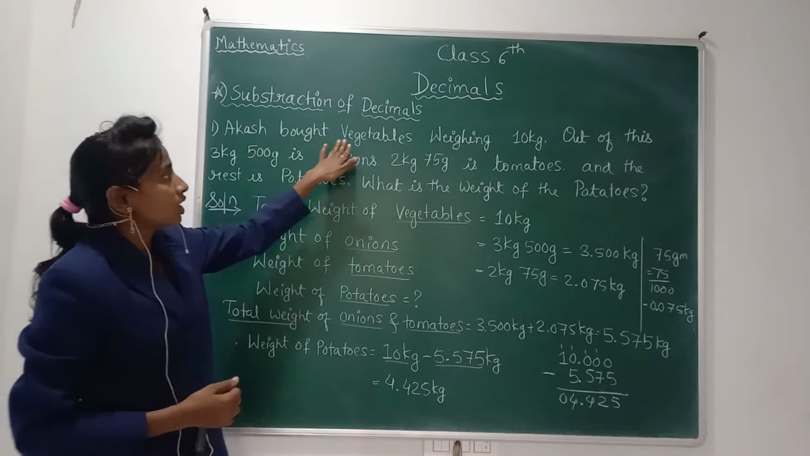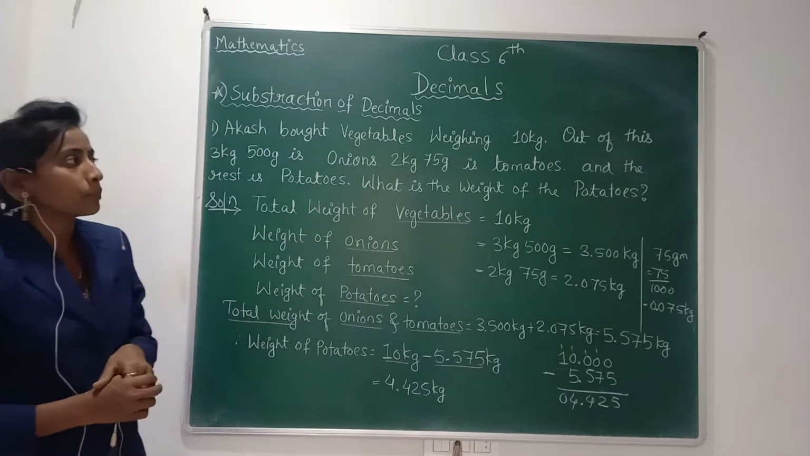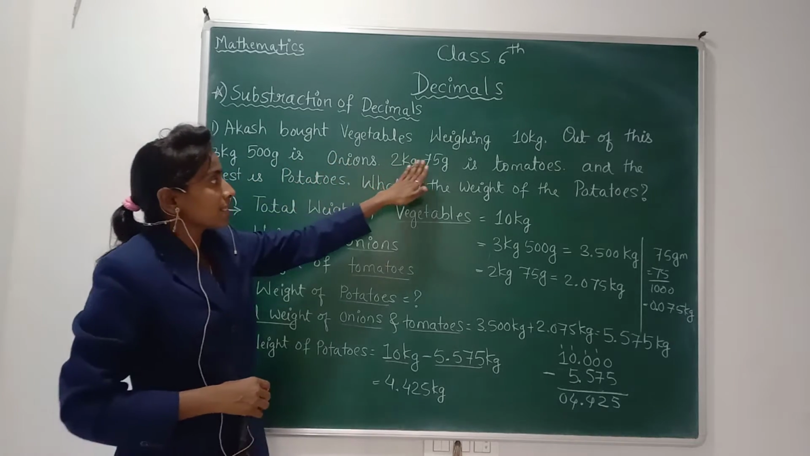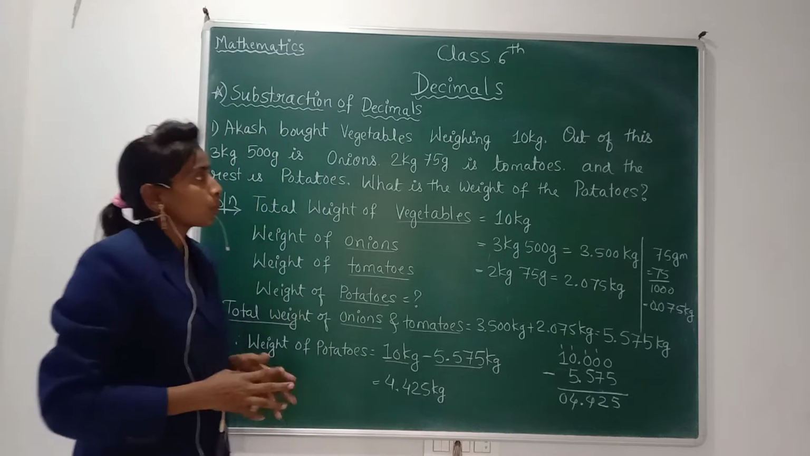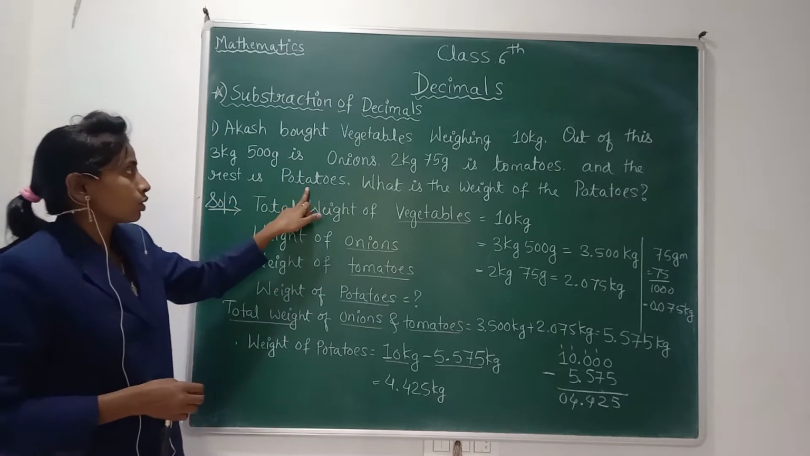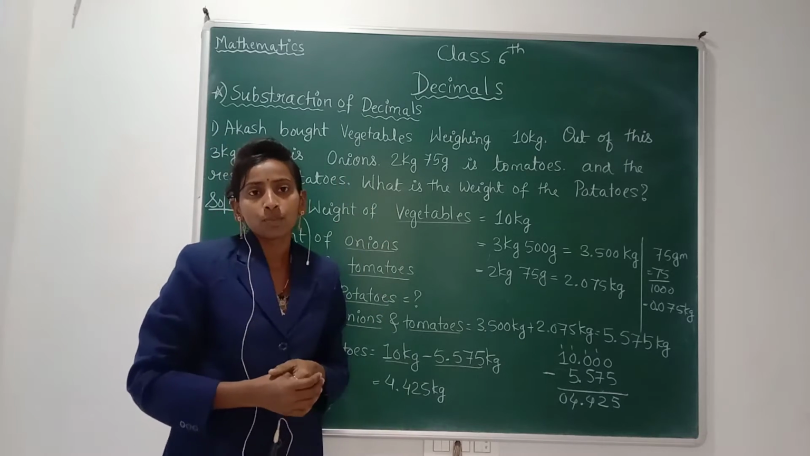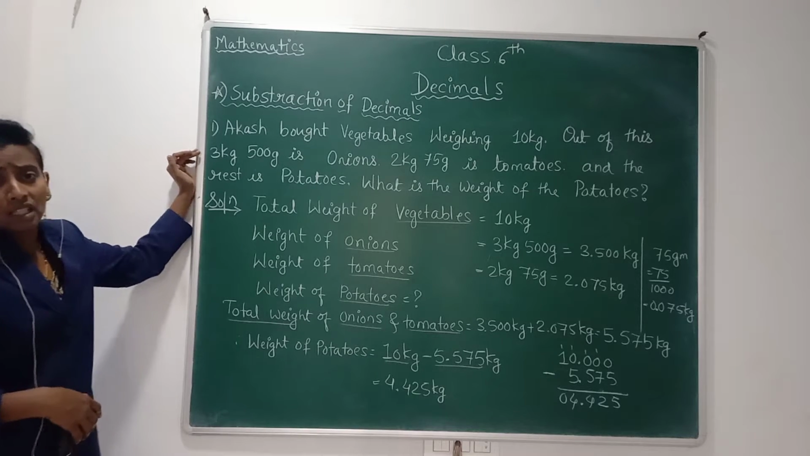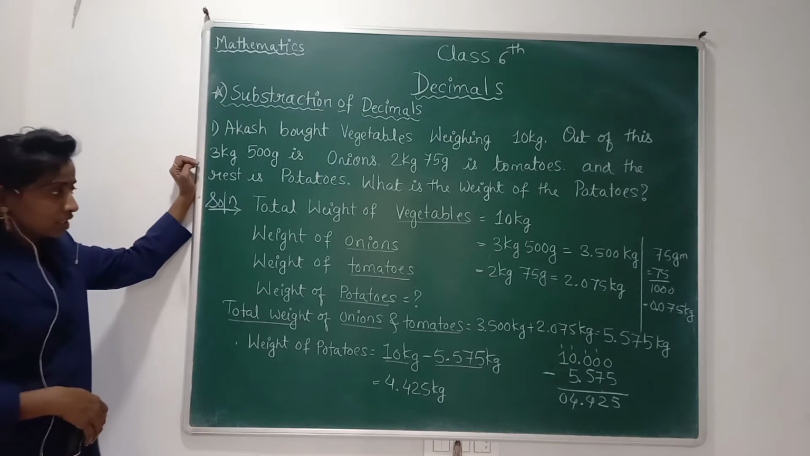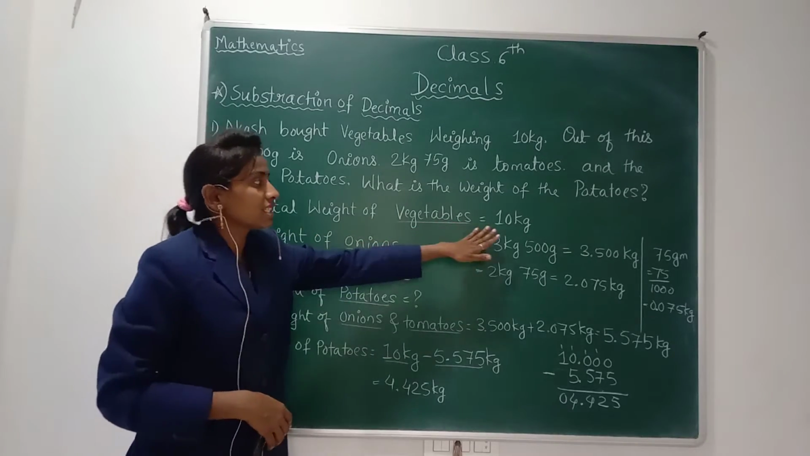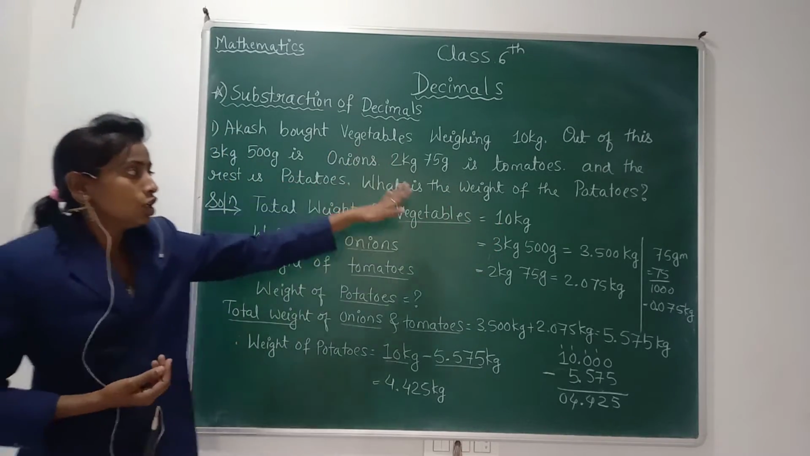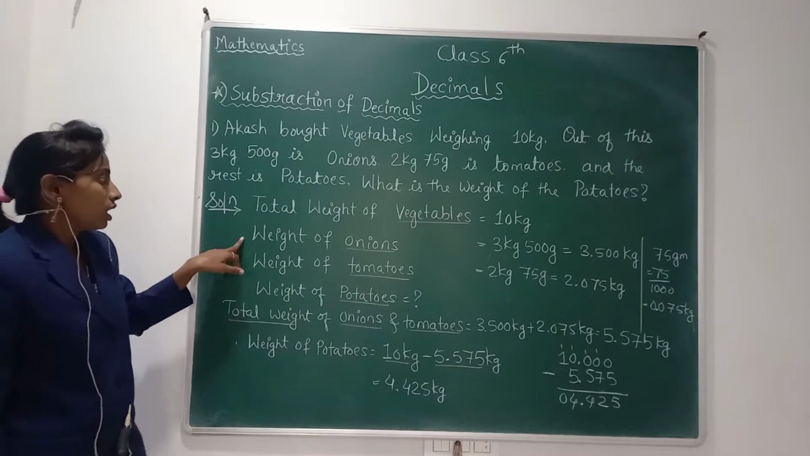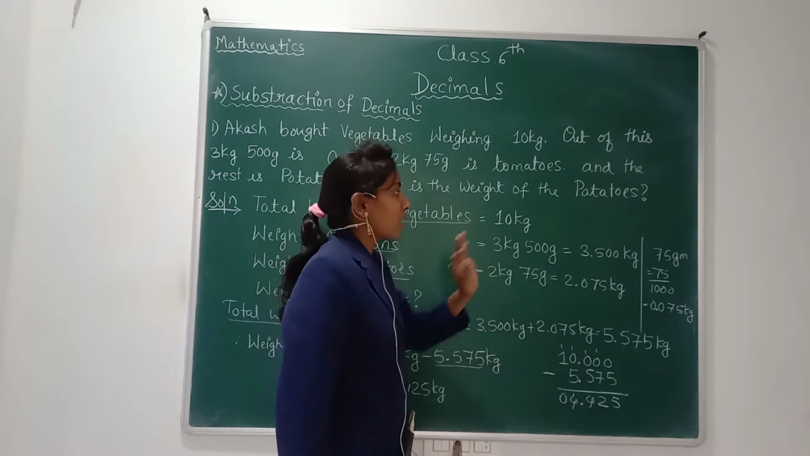Akash bought vegetables weighing 10 kg. Out of this, 3 kg 500 gram is onions, 2 kg 75 gram is tomatoes, and the rest is potatoes. What is the weight of the potatoes, they have asked. So we have to first write the quantities given in the example. The total weight of the vegetables is 10 kg. So how much did he buy? He bought 10 kg of vegetables. And the weight of onions is 3 kg 500 gram.